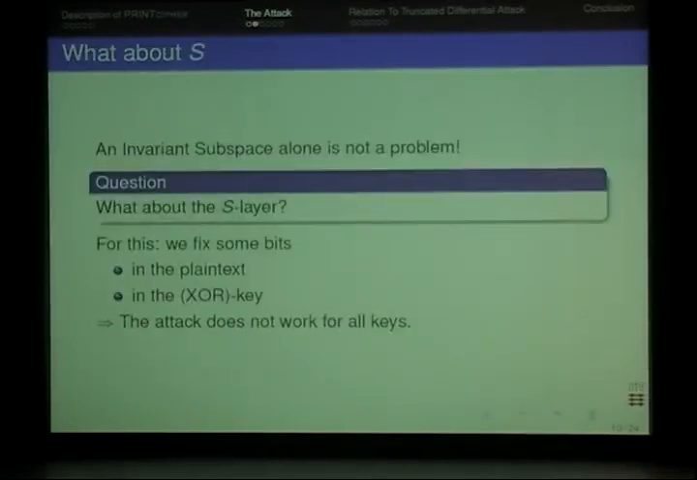So this alone is certainly not a problem. For most ciphers, I guess you would find invariant subspaces for the linear part of an SP network. So the main question is, what happens with this invariant subspace when it goes through the S-box layer? And for this, we are going to fix some bits in the plaintext, but also in the XOR key. And because we have to fix some bits in the XOR key to certain values, that already implies that this attack is not going to work for all keys, but it's going to work only for a certain fraction of keys. And these will be weak keys if you want.